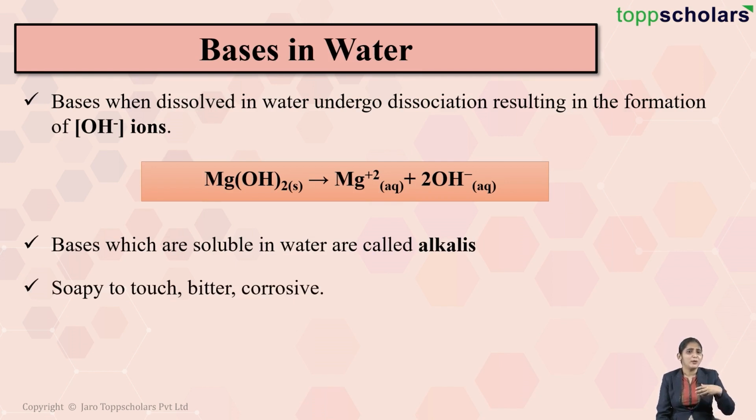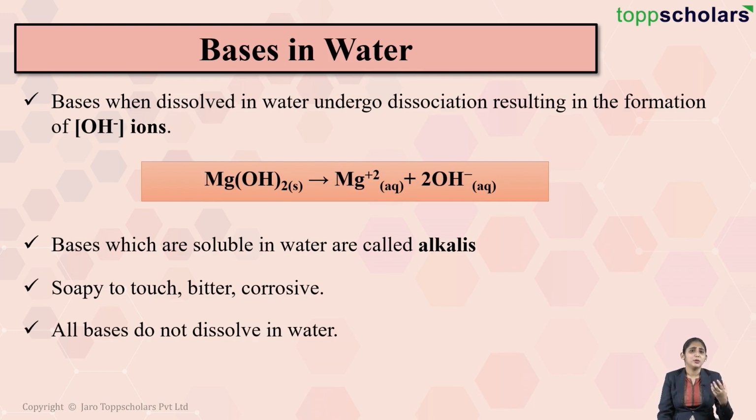Now, if we talk about the properties of bases, bases are generally soapy to touch. They are quite bitter, right? Bitter gourd is quite bitter, which means that bitter gourd contains a base. So bases are the ones which actually give a bitter taste. Also, these bases are quite corrosive, right?